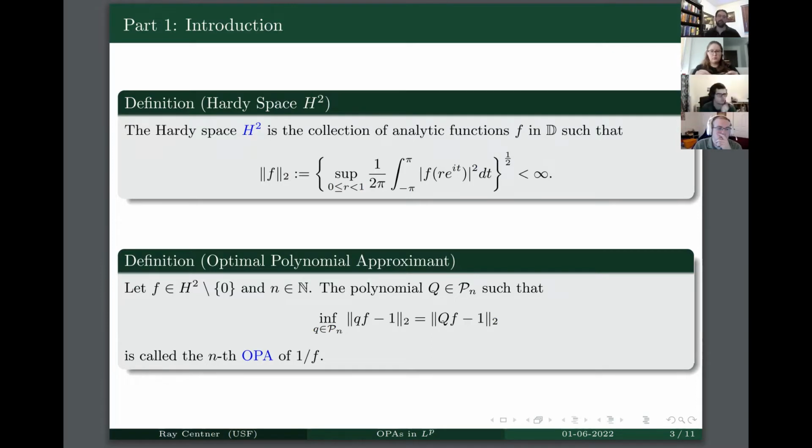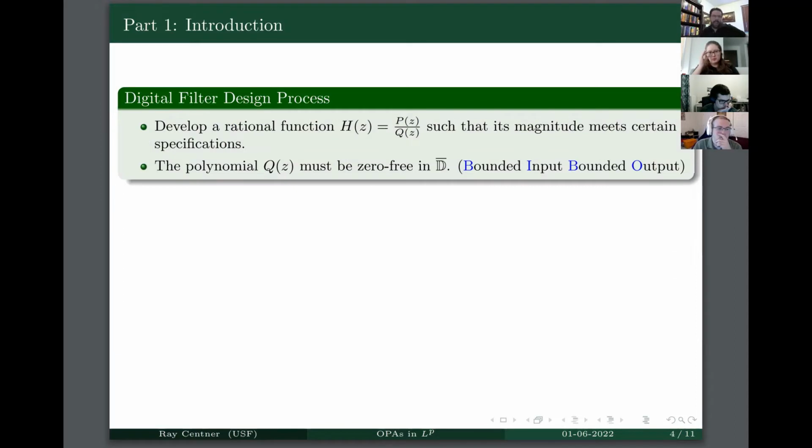OPAs, or optimal polynomial approximants, were originally introduced in this context to solve problems in one-dimensional signal processing, more specifically the design of one-dimensional digital filters. I'm not going to talk about filters at all in this talk, but I do want to mention the design process briefly. The whole idea behind a digital filter is you have some kind of system that relies on input, and our whole goal is to modify that input in such a way that the output meets some given specifications.